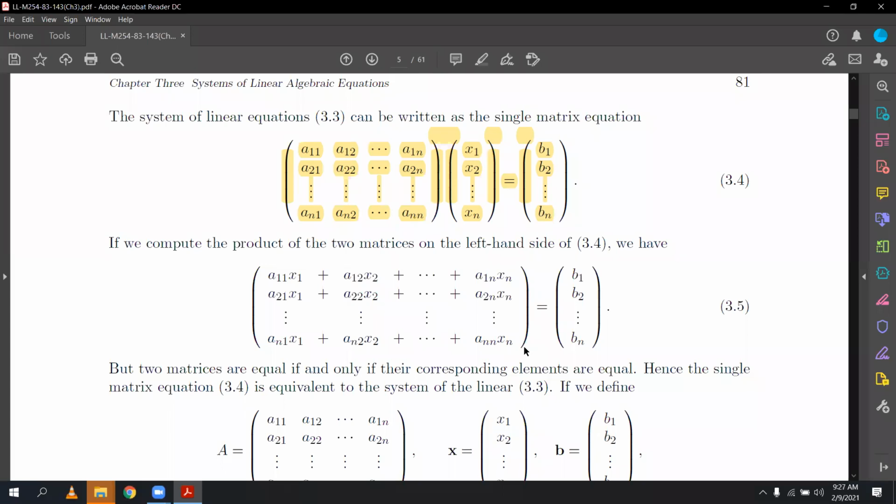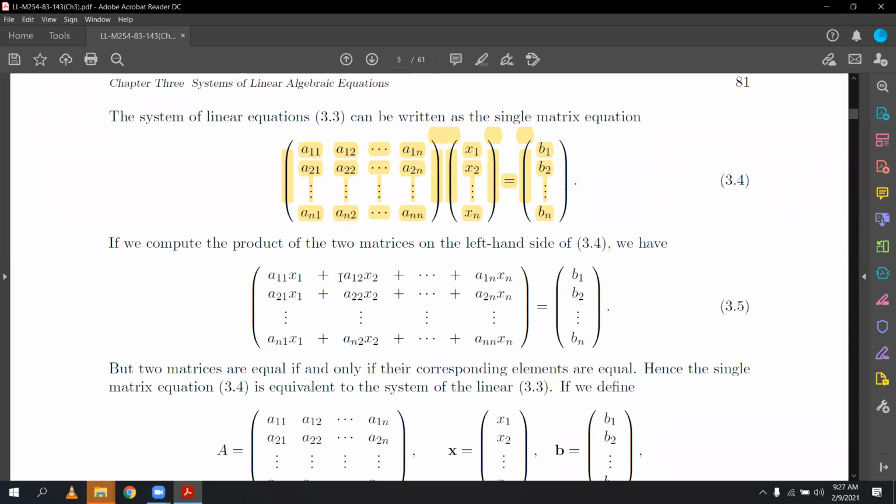Size of the matrix? This is a matrix you have. What is the size of this matrix? N into N. This is n by n. What is this one? N by 1. This is what? N by 1.